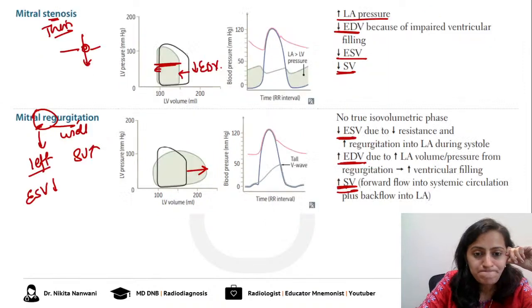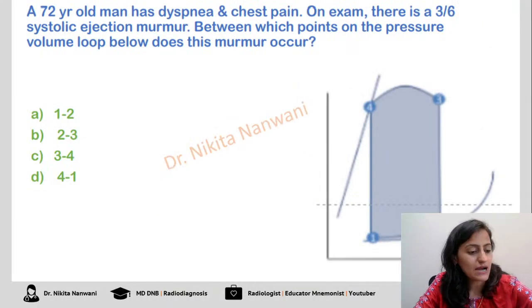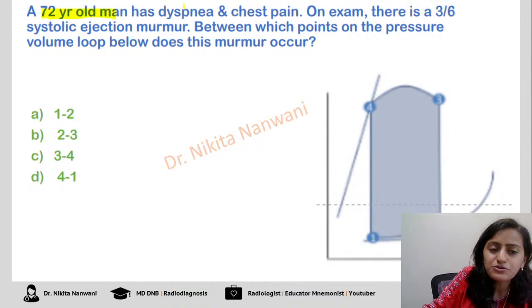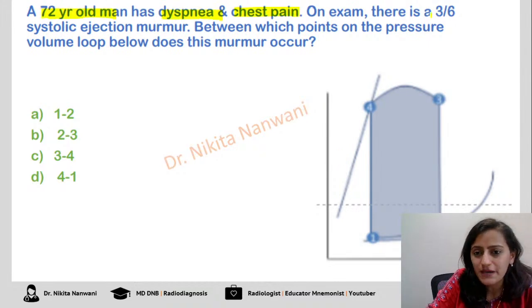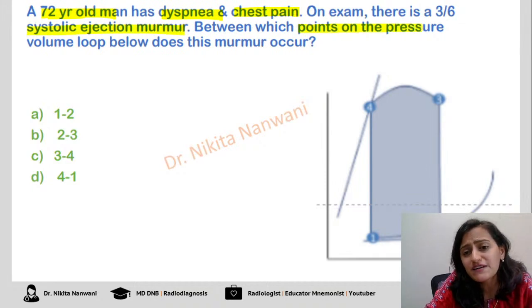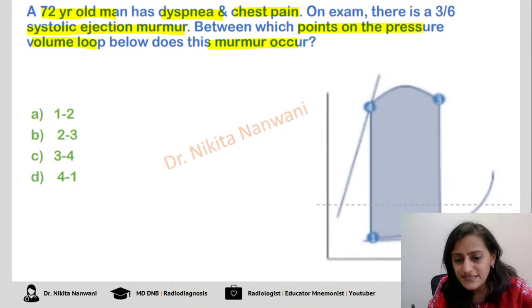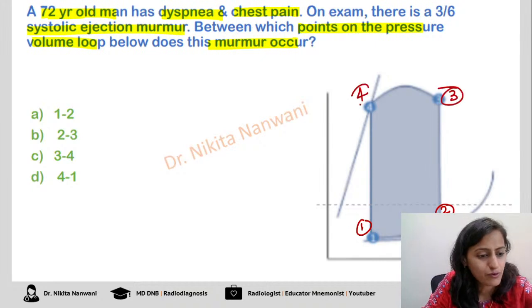Clear with everyone? Okay. Now the last question here, tell me what do you think will be answer to this? 72-year-old man has dyspnea and chest pain. On exam, there is 3/6 systolic ejection murmur. Between which points on the pressure volume loop does this murmur occur? So the points labeled here basically are 1, 2, 3, and 4.